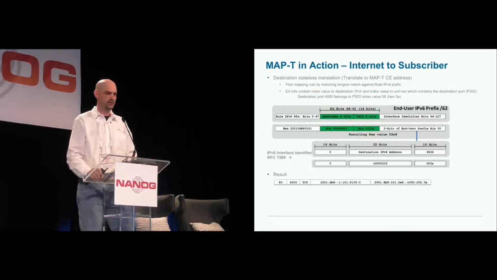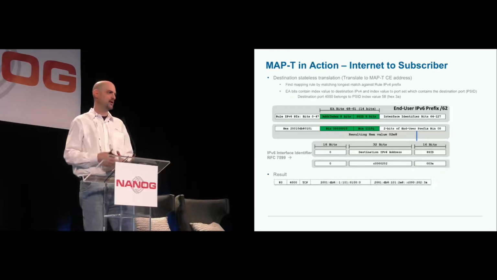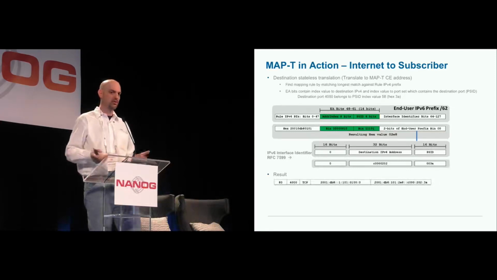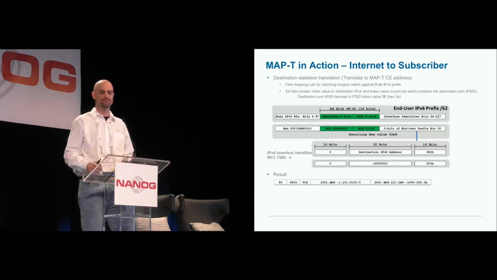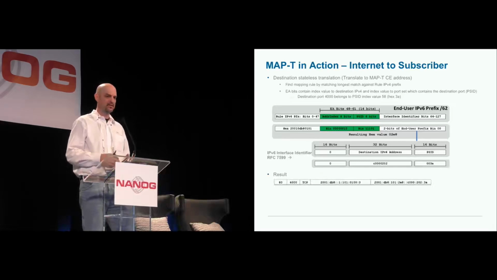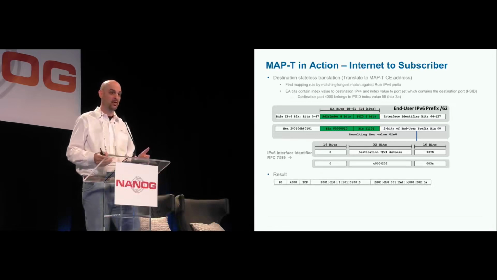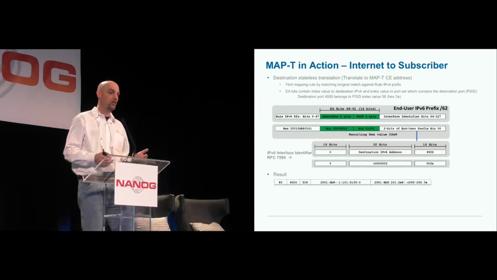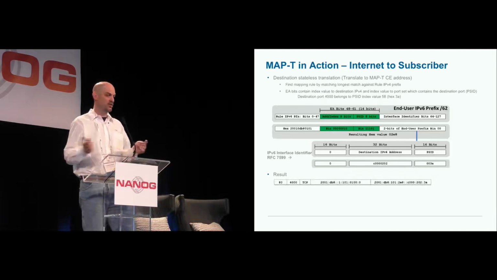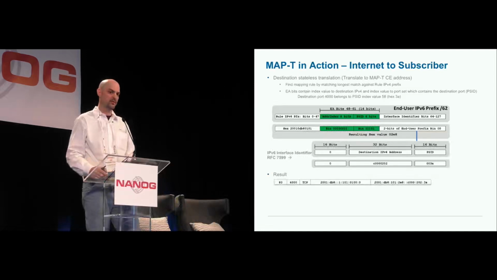So the first thing that you need to do is we look at that destination address and we do a longest match against all the mapping rules within the border relay. One of them is going to match on 192.0.2.2. You identify that mapping rule, and within that mapping rule is going to be the rule IPv6 prefix. In this particular case, it's going to be 2001:db8:0101. So we take that prefix. Now this is again variable depending on how you provision and what your address assignment is going to be for the subscriber. You place that within the first 48 bits.